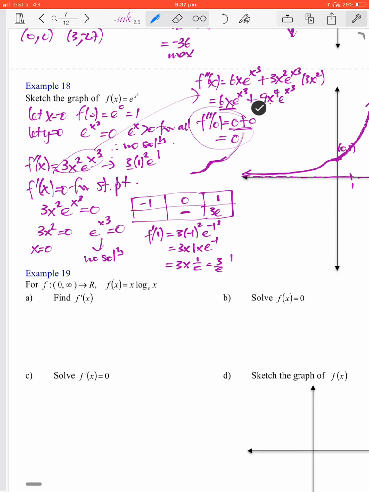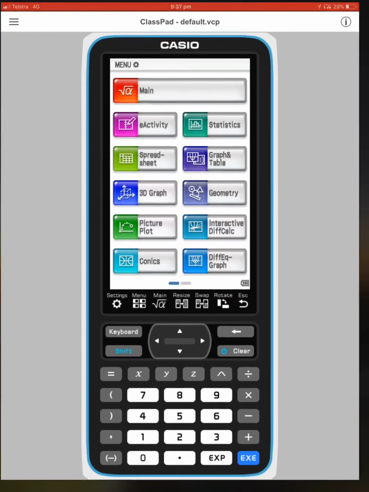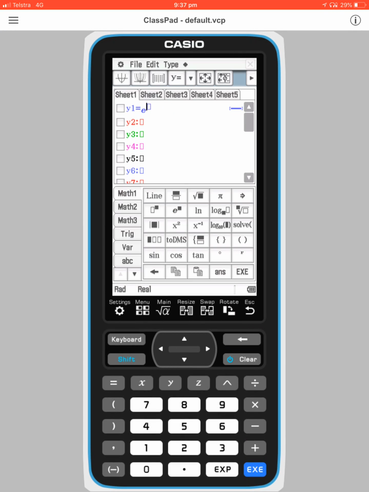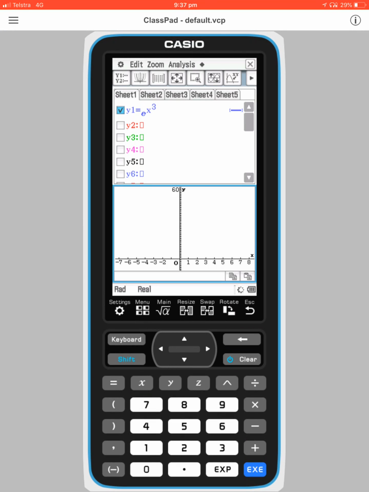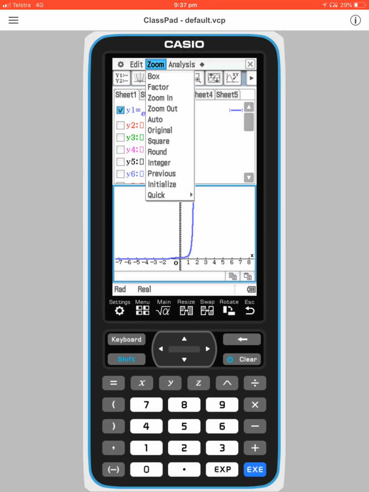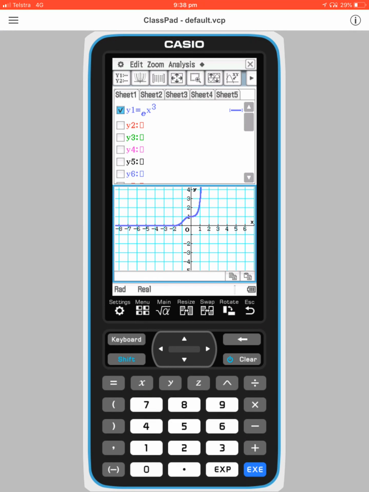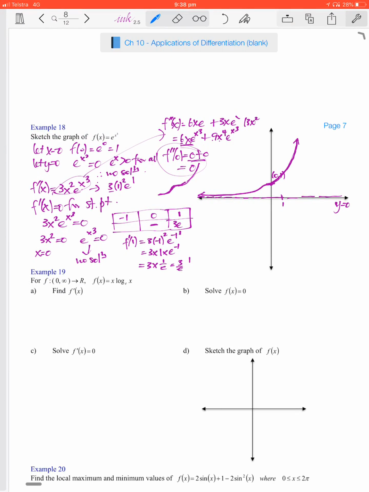And let's have a look. If we sketch it, we should be able to see that. So the graph of e to the x cubed. Let's initialize. So you can see it climbs up, it flattens out, and then it continues to go up, which is exactly what we just did. So it is pretty exaggerated.